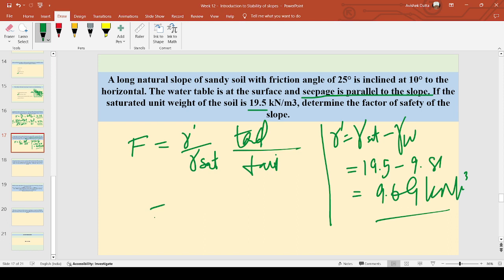The factor of safety on putting everything in the formula is 1.314. Hence, we can say that when there is steady seepage, because the water table is at the surface, the factor of safety of the submerged slope considering seepage parallel to the slope is 1.314. It is nothing but the previous formula multiplied by a factor, gamma submerged by gamma sat.